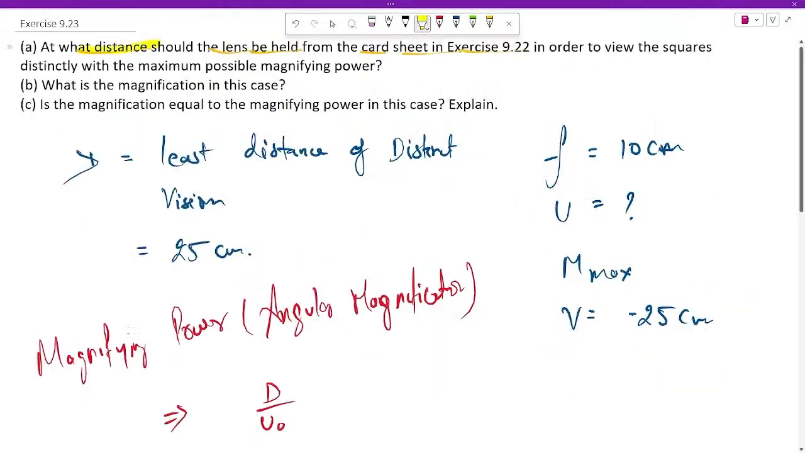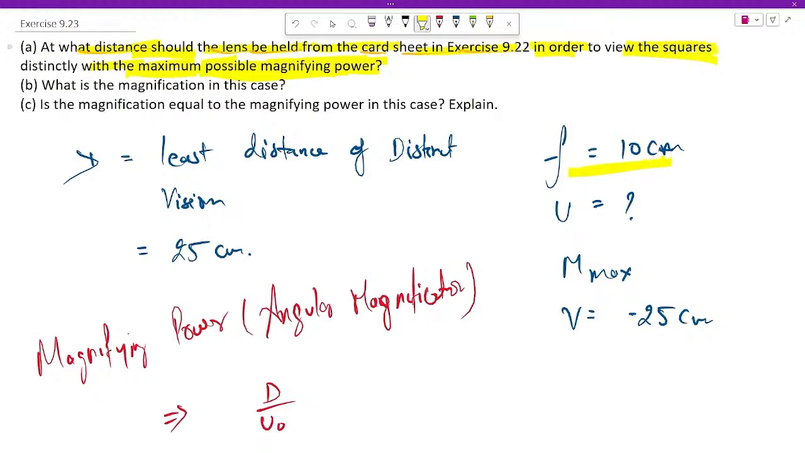The question says: at what distance would the lens be held from the card sheet in exercise 9.22 in order to view the squares distinctly with the maximum possible magnifying power. Here it is asking for the distance of the object, using data from the previous question, so that we can view the image properly with the maximum magnifying power. The focal length of the convex lens was 10 centimeter, and we have to find the magnifying power, or the angular magnification, for the image to be formed such that the eyes could see distinctly.